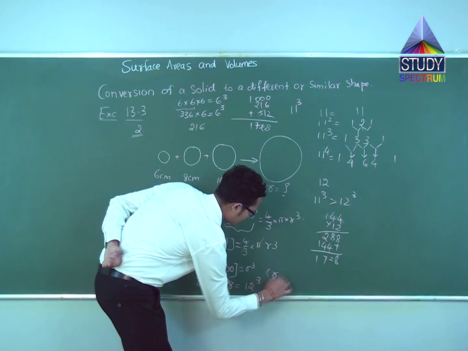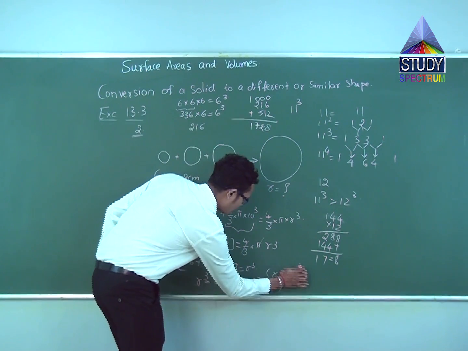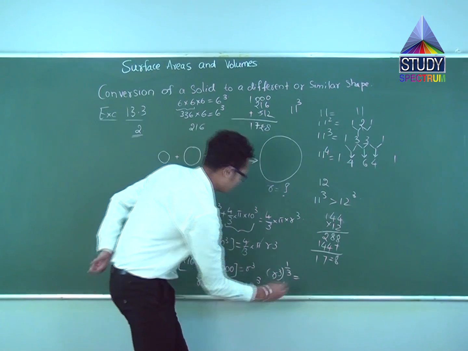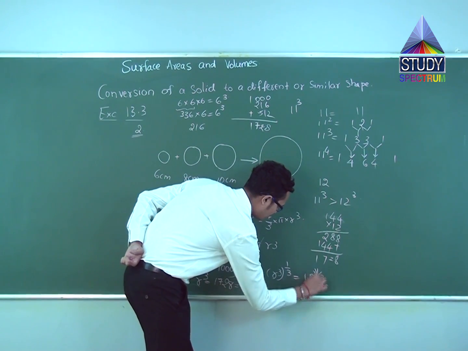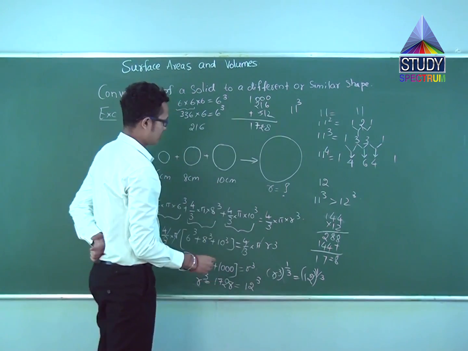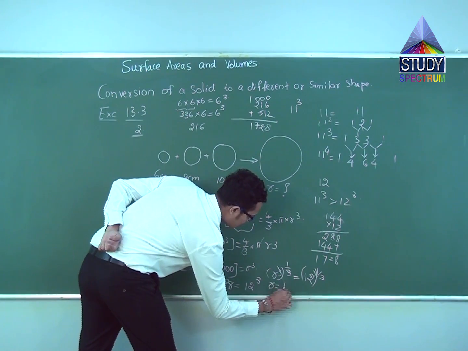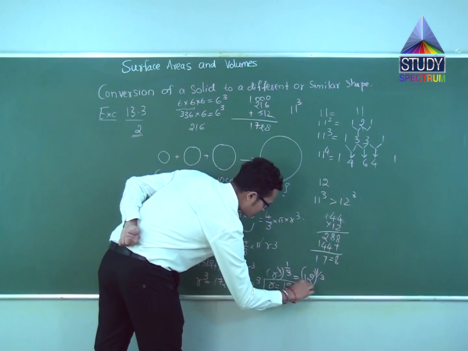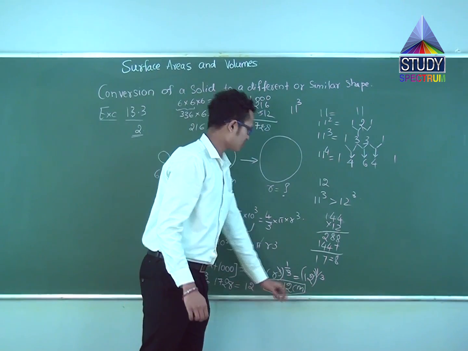Now if I take power 1 by 3 on both sides, right? So I get r is equal to, this 3 will cancel with this, r is equal to 12 centimeters. Since all the dimensions are in centimeters, you get this in terms of centimeters.